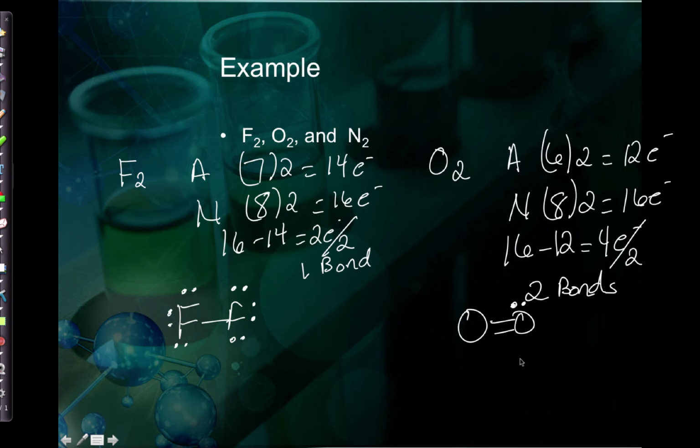So now 2, 4, 6, 8. So this oxygen is satisfied. I don't need to have another pair here because it's got 2, 4, 6, 8. So now I move on to this one. So 2, 4, 6, 8. Now each oxygen has 8 electrons, and I have used all 12. So 2, 4, 6, 8, 10, 12. So now I can move on.